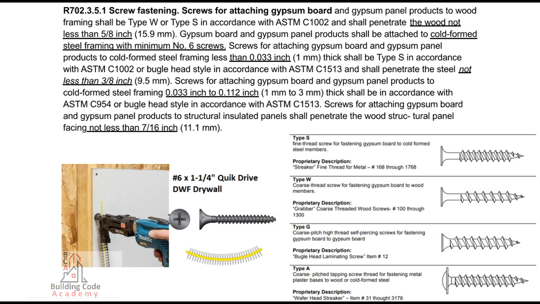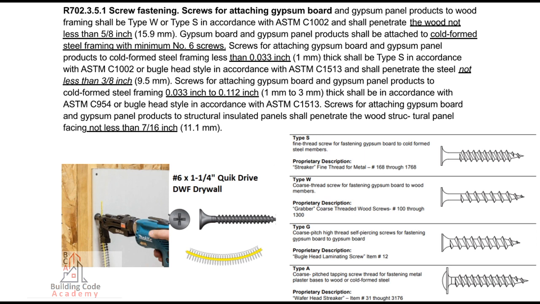Screws for attaching gypsum board and gypsum panel products to cold-formed steel framing less than 0.033 inch, 1 mm thick, shall be type S in accordance with ASTM C1002 or bugle head style in accordance with ASTM C1513 and shall penetrate the steel not less than 3/8 inch, 9.5 mm.